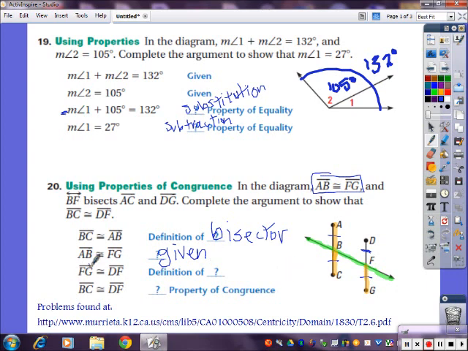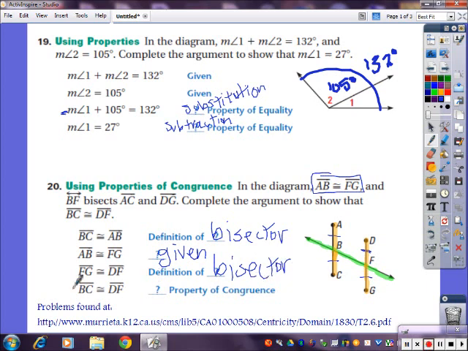Okay, next part. Segment FG is congruent to segment DF. So segment FG is congruent to segment DF. That sounds a lot like and looks a lot like what I already established over here: because BF is a bisector, then FG has to be congruent to DF by definition of bisector.